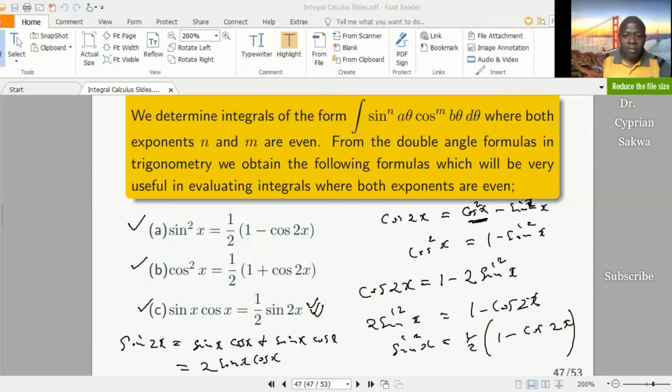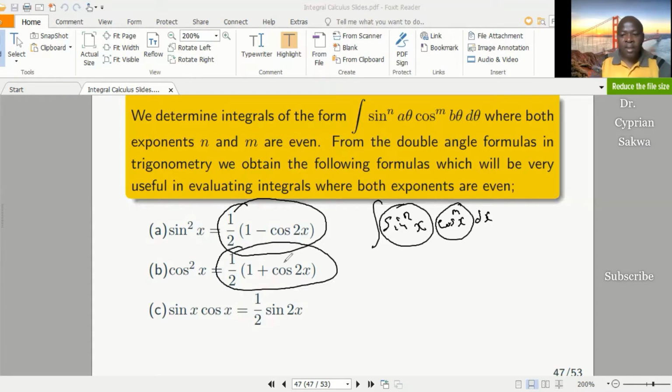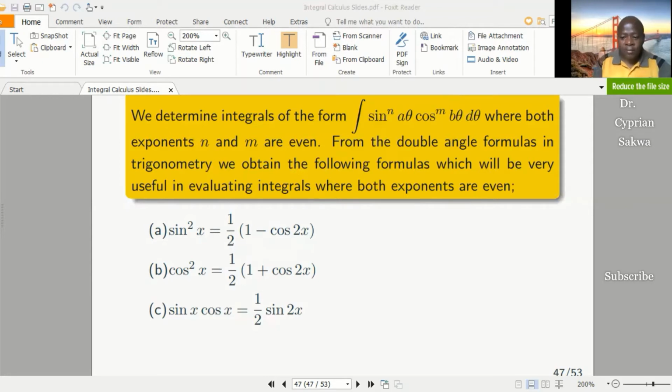Now, these formulas are important to us because whenever you're integrating the product of sine, where the power is even, with cos, where the power is also even, we'll be writing this in this form and this in this form, and then carry out integration. So let's look at examples.